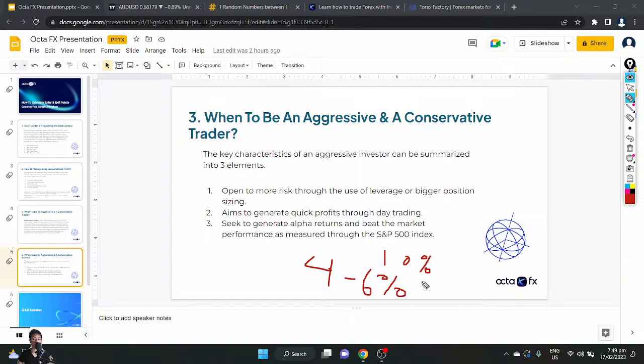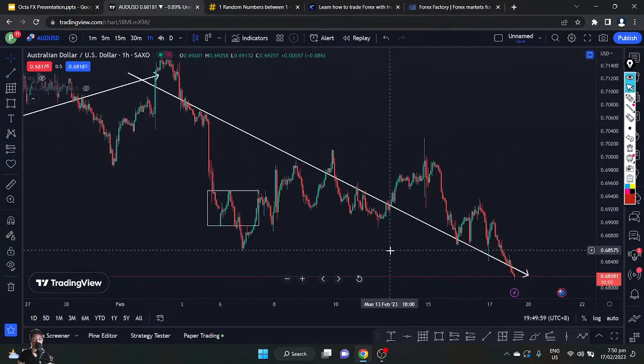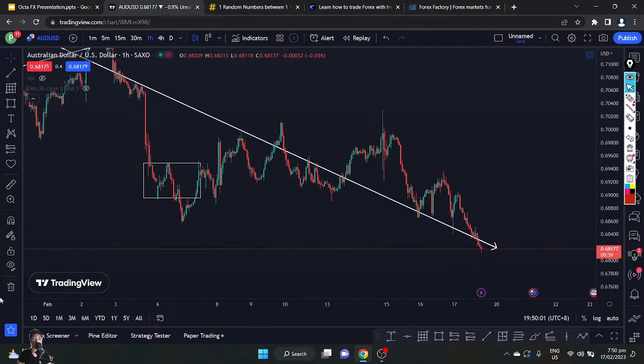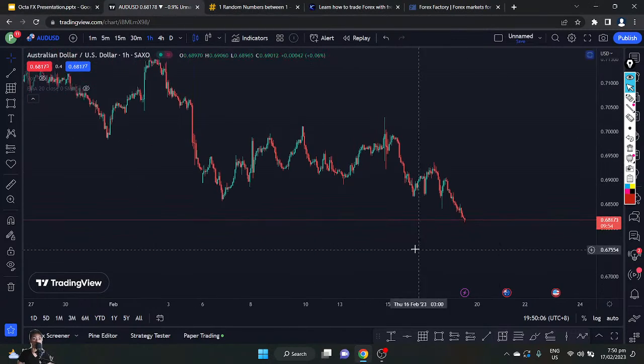And then if you compound this on a 1 year return, then 6% will give you 100% on your trading account. Okay? So if you want to achieve 100% per year, then you must aim for a 6% return per month of your trading portfolio. Okay, so that's how aggressive traders are working. They prefer trading on the lower time frame for them to capitalize on the market movement, like what we have here from the Aussie dollar.